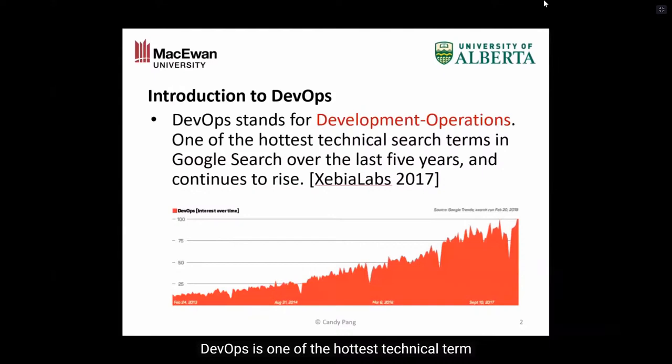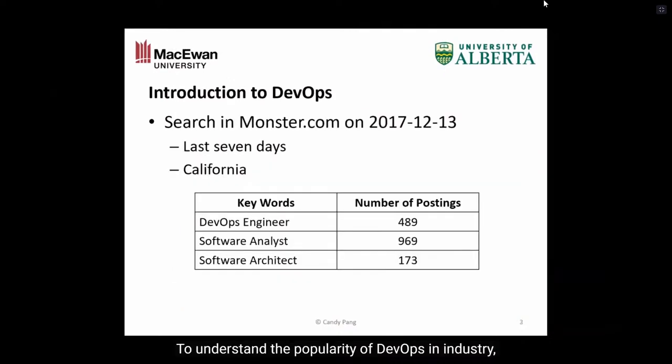DevOps is one of the hottest technical terms searched in Google search, as shown in this chart. To understand the popularity of DevOps in industry, we search for DevOps job postings. There were a significant number of postings for DevOps practitioners. Hence, DevOps is an important skill needed by IT practitioners.